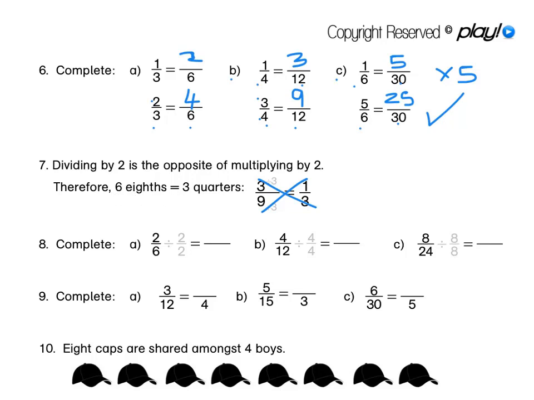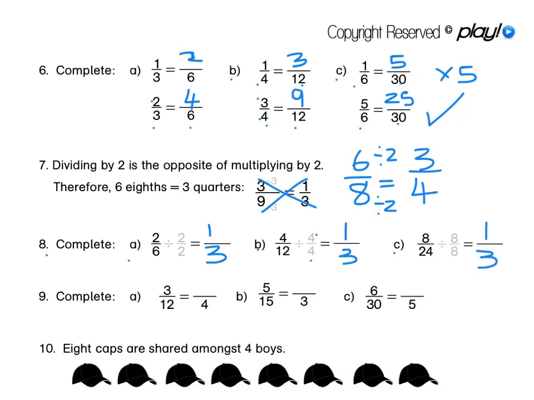Or in symbol form, if we've got 6 out of 8, if we divide the top and the bottom by 2, we get 3 out of 4, or 3/4. So for 8a, divide the top and bottom there by 2, we get 1/3. For B, if we divide the top and bottom there by 4, we get 1/3 as well. And for C, if we divide top and bottom there by 8, we get 1/3 as well.